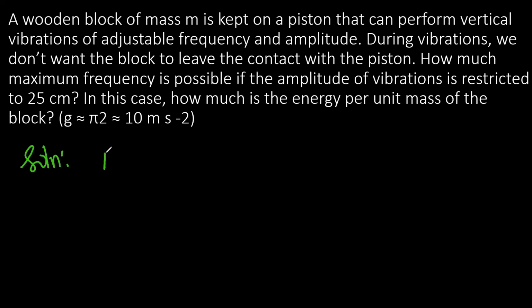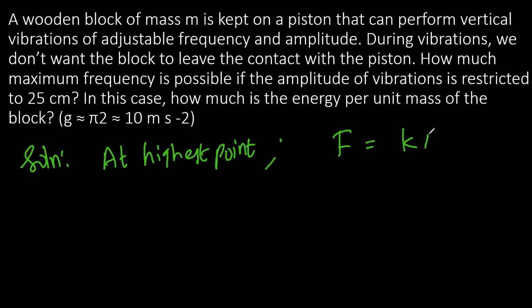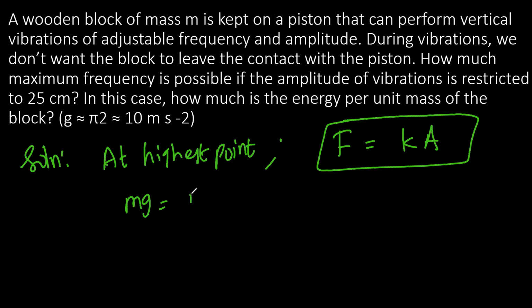See, at the highest point, force is equal to kA, we know this, where A is amplitude. The formula F is equal to kx we already know. So what is the force? Here for the wooden block, the weight will act, that is mg. k is m omega square, this we also know. So m gets cancelled. So what is the meaning? g is equal to omega square A.